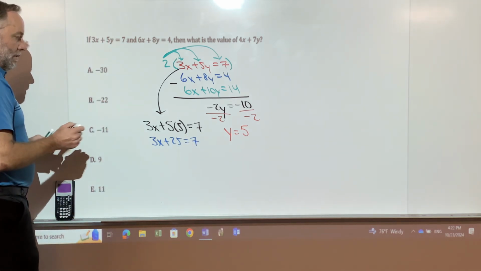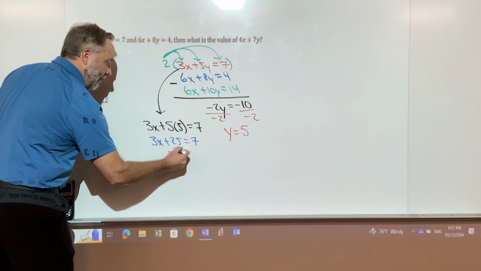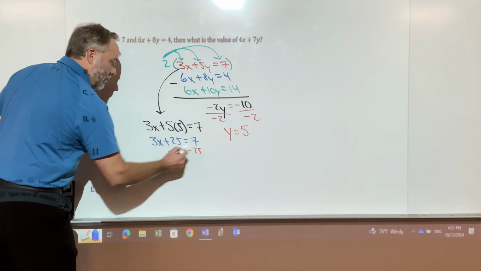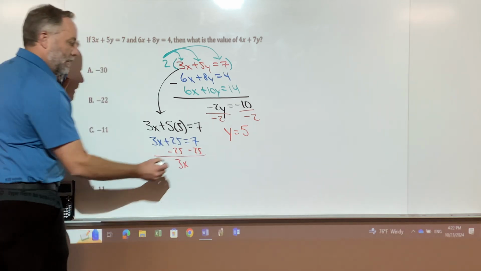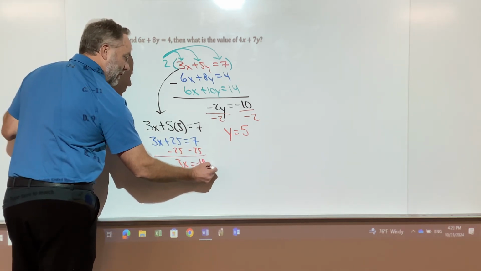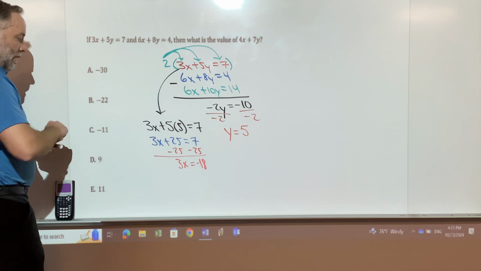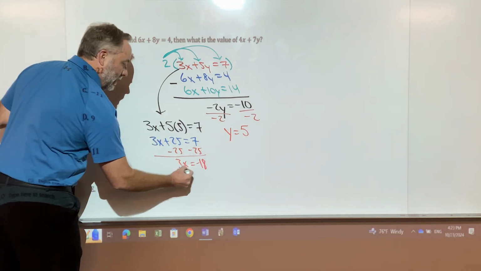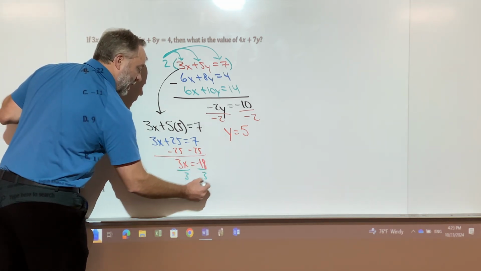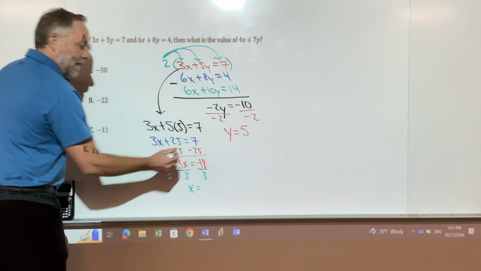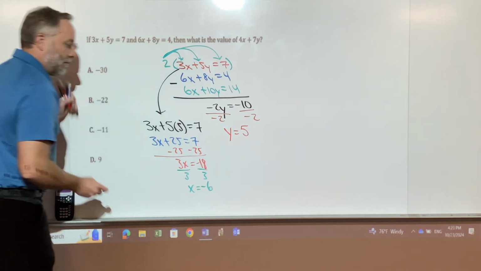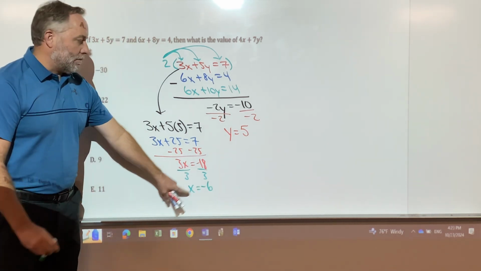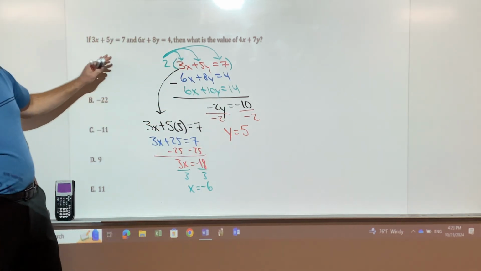Solving for x, we would subtract the 25. And we get 3x is equal to 7 minus 25, which is negative 18. And then we would just divide by 3 to get x is equal to negative 18 divided by 3, which is negative 6. So now we have a value for x and a value for y.